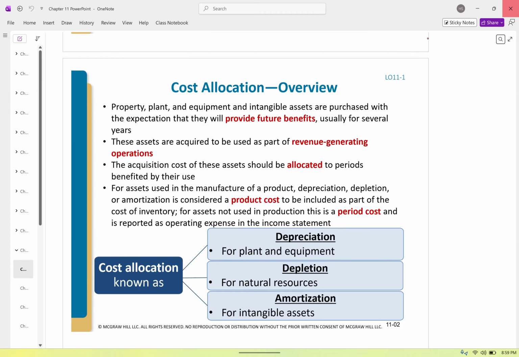So if you see depreciation on the income statement, you know it's property, plant, and equipment. If you see depletion, you know it's a natural resource. And if you see amortization, you know it's an intangible.